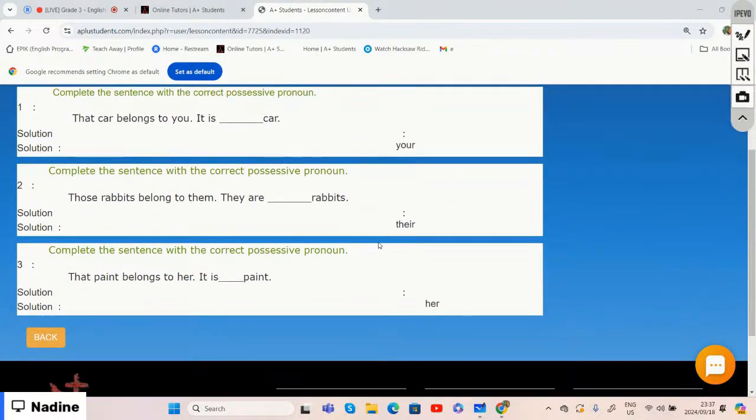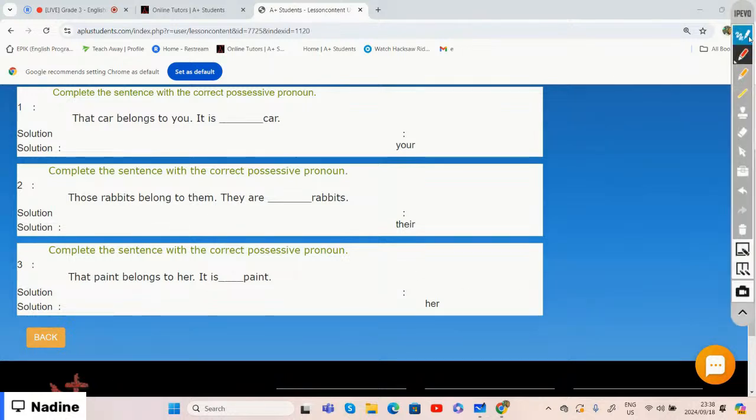Then look at the next one. The next one says that paint belongs to her. If that paint belongs to her, then it is her paint. And if that paint belongs to her, then we can say it is her paint.